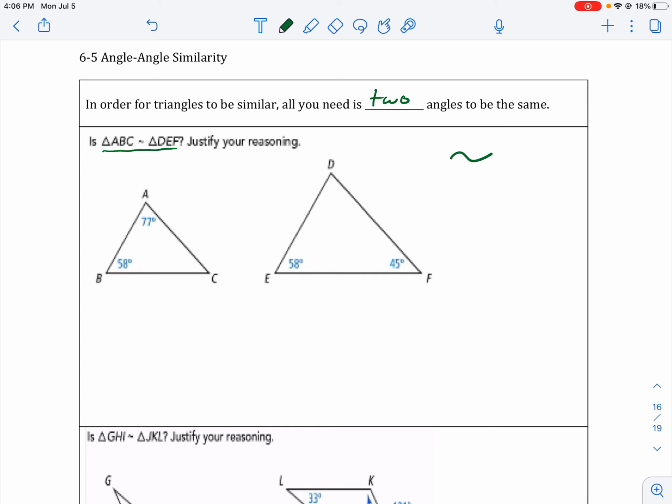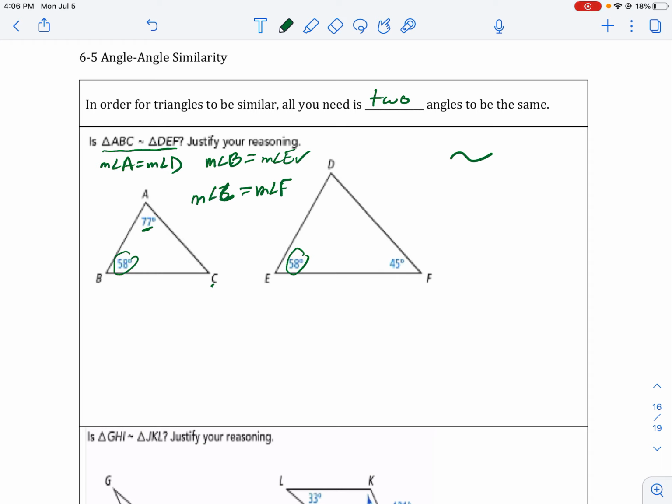The order in which these are labeled matters because what this tells us is that the measurement of angle A is going to equal the measurement of angle D. So if A is 77 degrees, that means D better be 77 degrees or these triangles are not similar. It also tells me the measurement of angle B is congruent or equal to the measurement of angle E, which I see B is 58 and E is 58, so far that's a check. Also the measurement of angle C equals the measurement of angle F, which we don't know what C is, but we do know that F is 45 degrees.